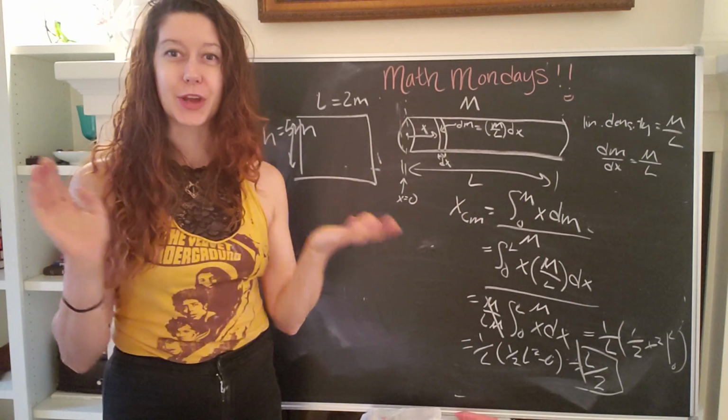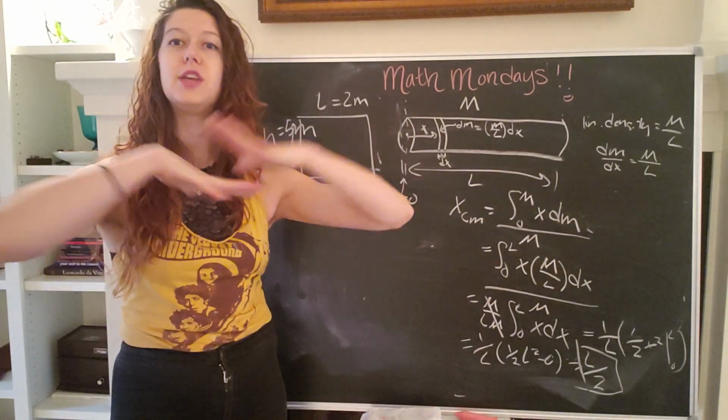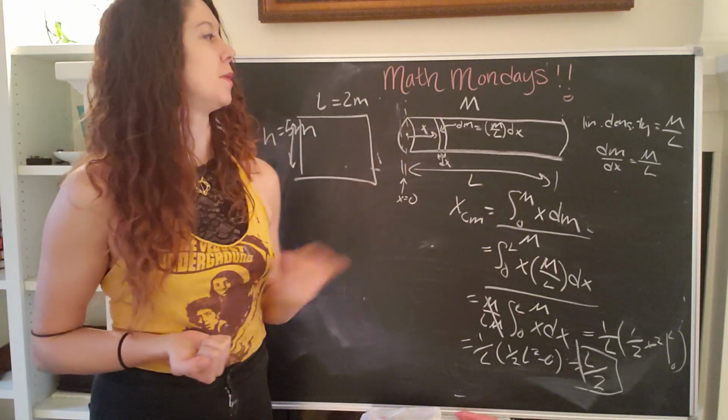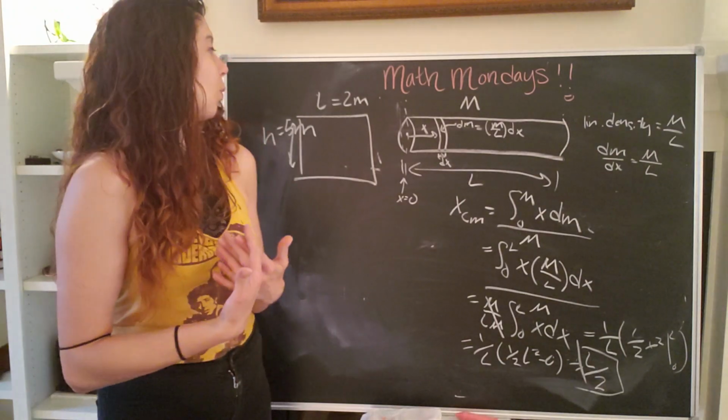Cool. Okay, so there you go. This is how you calculate center of mass for an object with uniform mass distribution. Let me know if you have any questions about this, about center of mass in general, or about this problem.